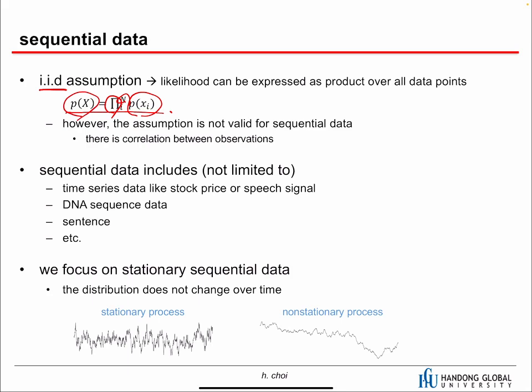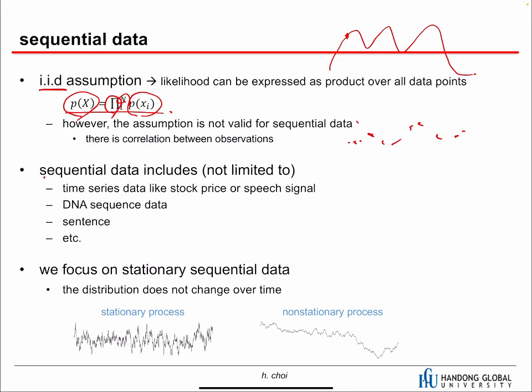But this assumption is not valid for sequential data. When we have a lot of samples in a sequence, these samples are not independent. Think about the temperature. When we have a temperature sequence, this one is actually seasonal data. If yesterday's temperature is somewhere around here, then today's temperature is not that different from yesterday's temperature. There is some strong correlation, so this IID assumption is not valid anymore.